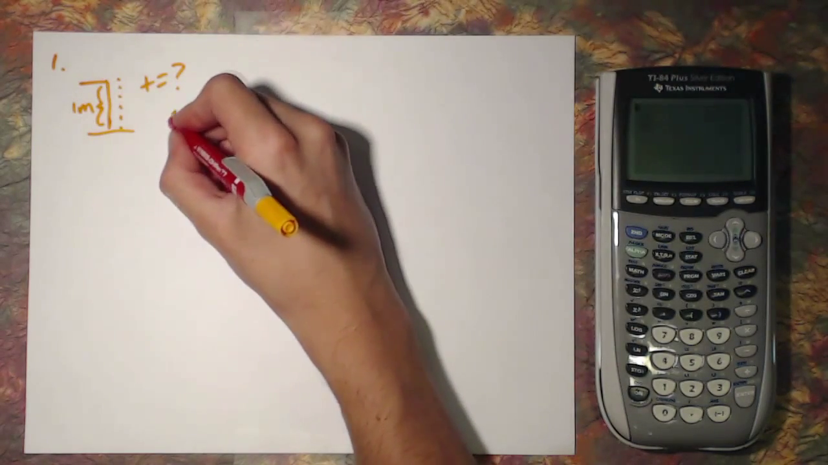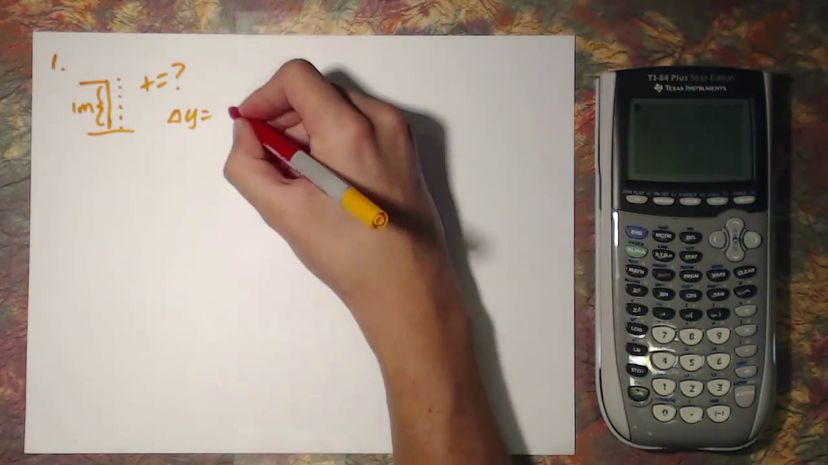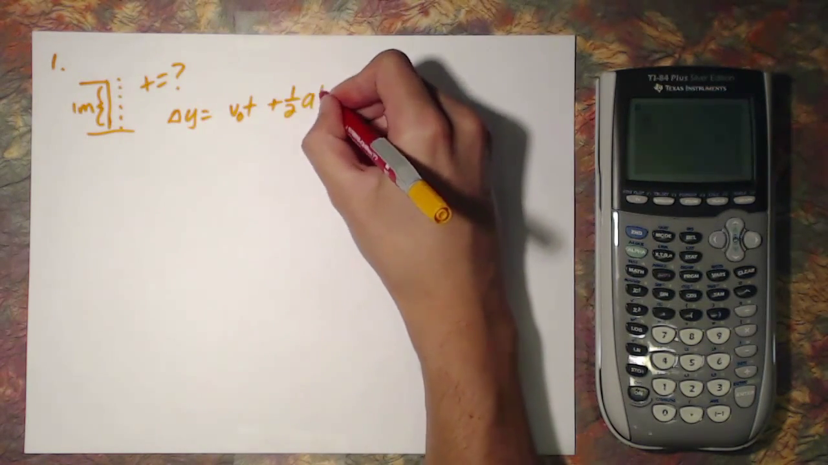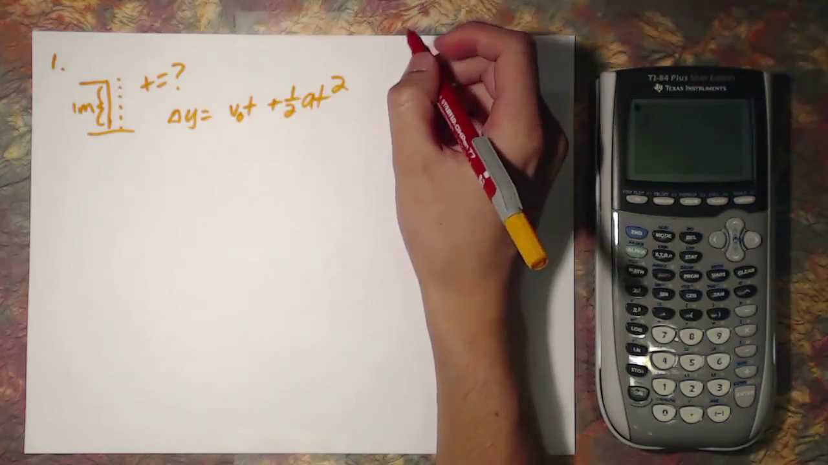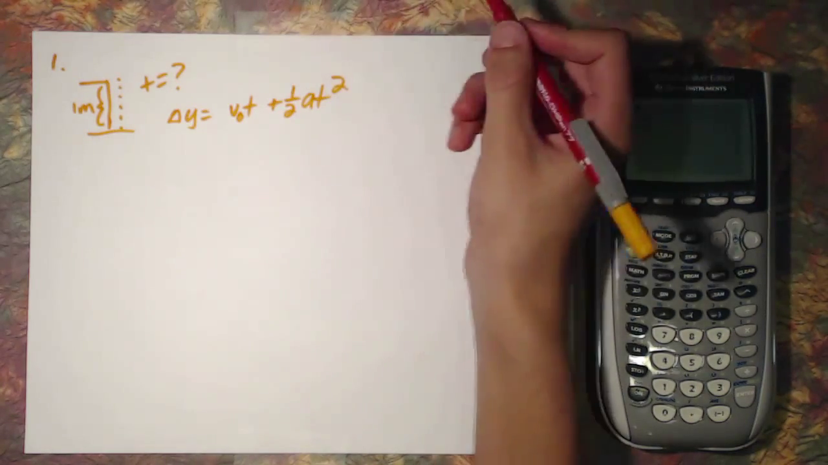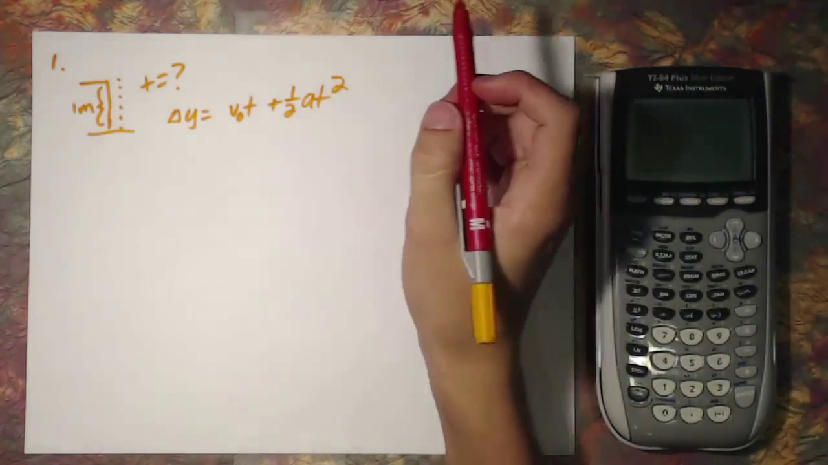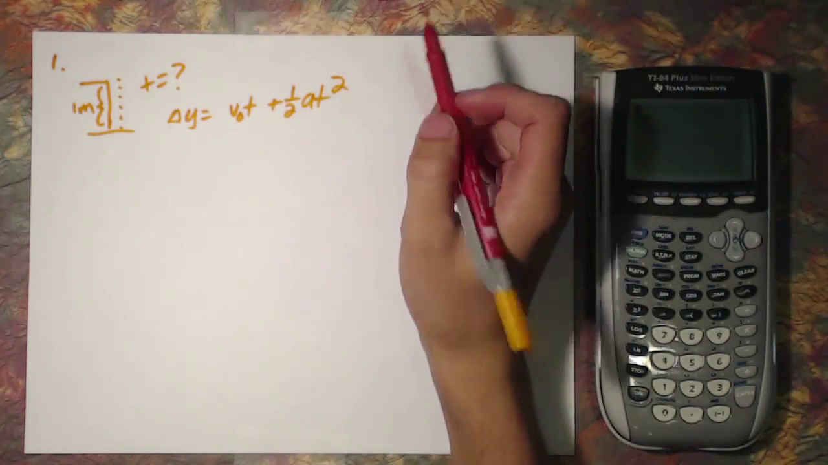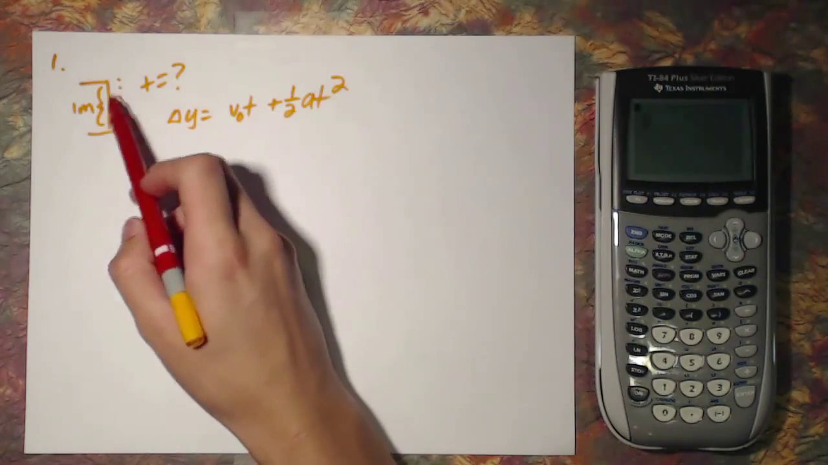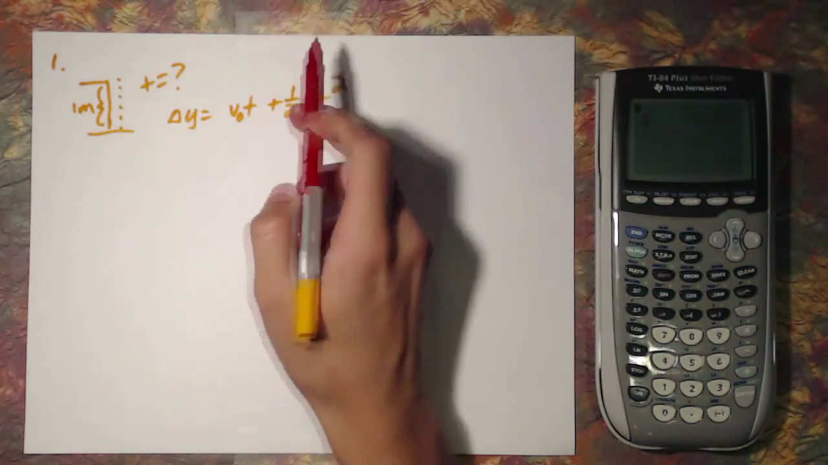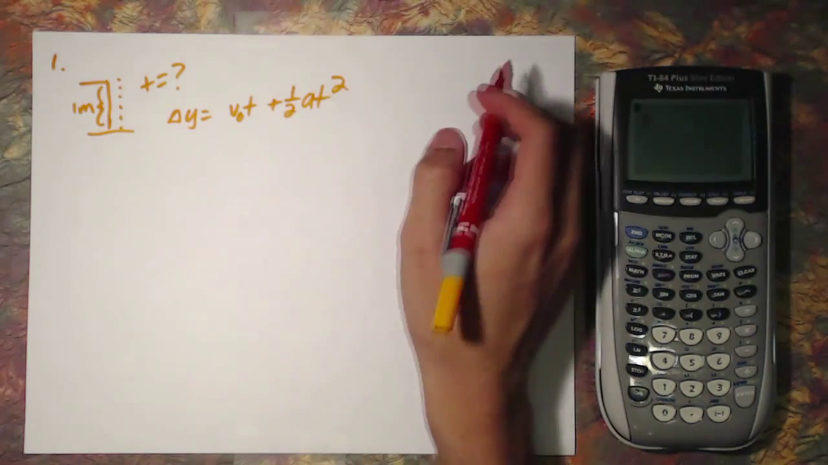So we're going to use the equation delta y equals v naught t plus 1/2 at squared, because it's going to be the best option to find our time from the distance traveled. You could use other equations, but you'd have to use multiple equations. This is the easiest way to do it in one step.